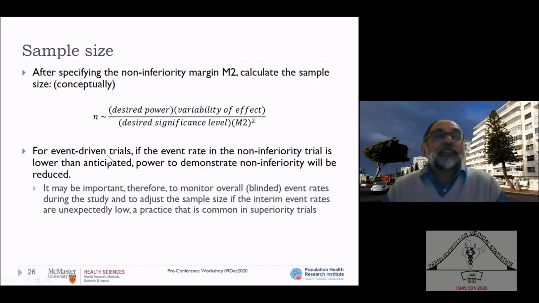Now, for event-driven trials, if the event rate in the non-inferiority trials is lower than anticipated, power to demonstrate non-inferiority will be reduced, okay? So usually you monitor these trials as they're conducted. There's usually an external data safety monitoring board that is monitoring. You may be monitoring the blinded event rates, but they'll be monitoring the unblinded event rates. And you may be seeing the overall event rates and adjusting the sample size, which is a practice that's very commonly done also in superiority trials, if the funding agency lets you do that, of course.